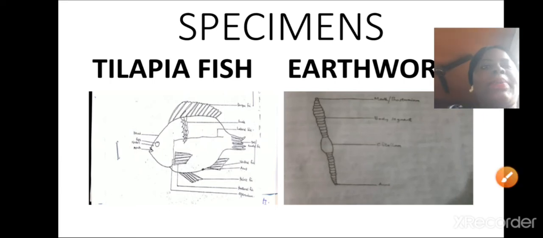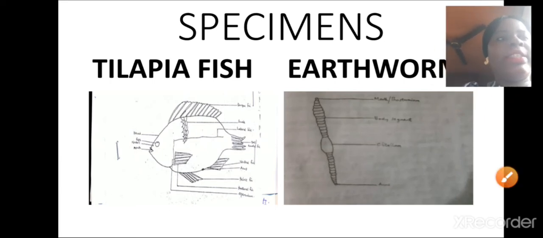Now let's look at these specimens, the tilapia fish and the earthworm. Talking about the drawing of a specimen, you must put your correct title, you must label neatly, and you must also show your magnification. And what do we mean by magnification? The size of drawing over the size of specimen.